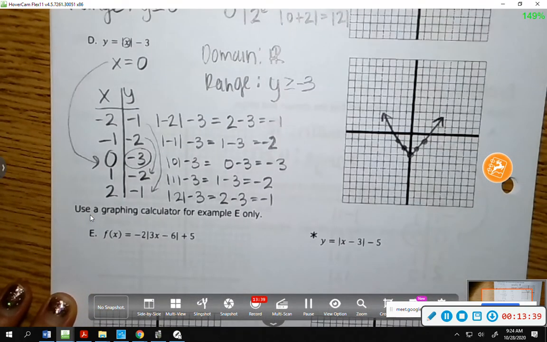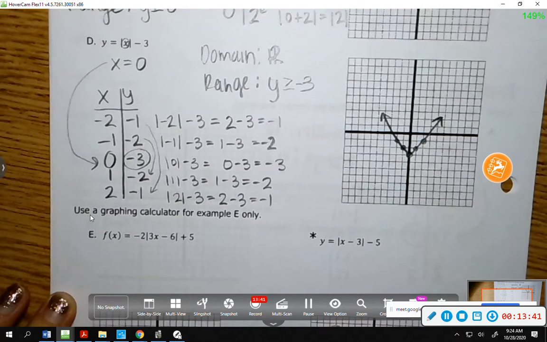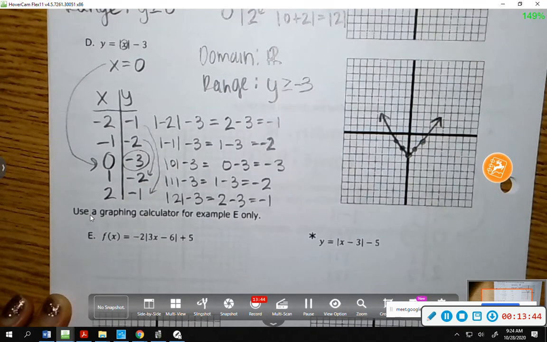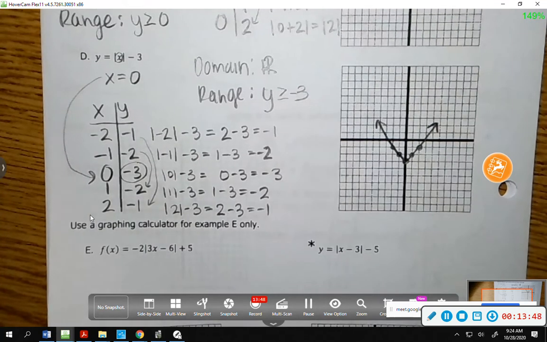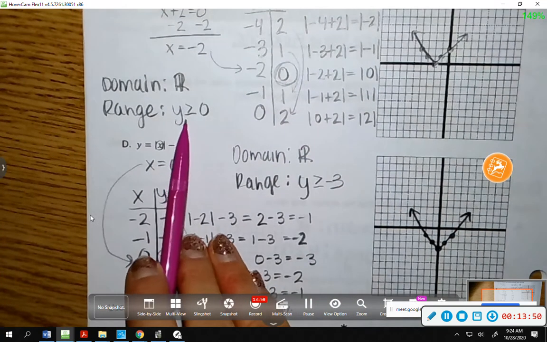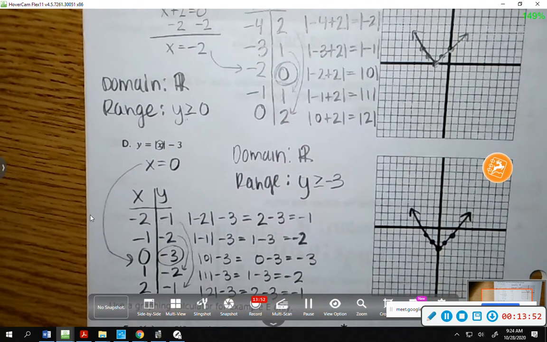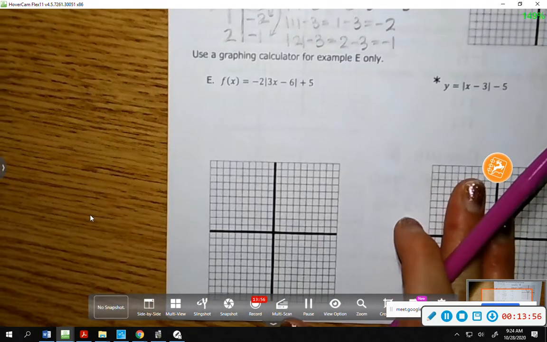What would the domain and range be for the first one? Domain is all reals. Range y is greater than or equal to 0. On the front page, you mean? No. Oh, right here? Yeah, all reals. All right, last one, and then I'm going to have you guys try one.